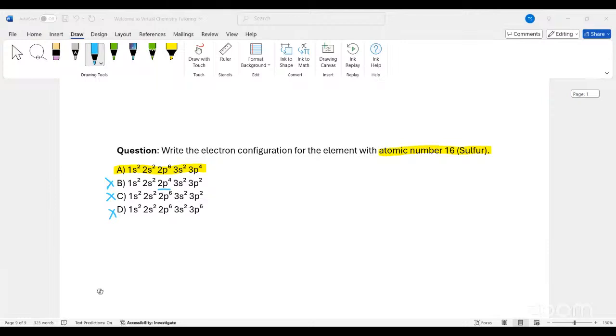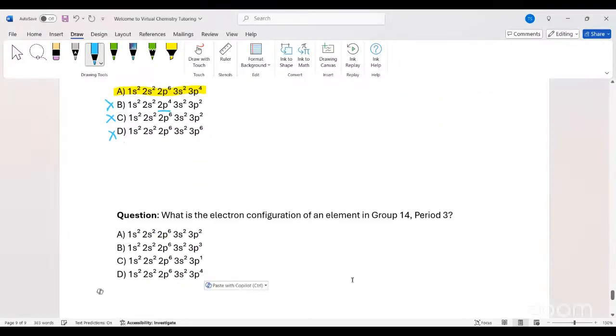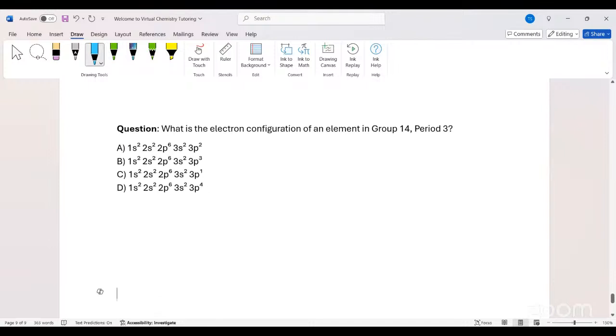Let's see here. Oh, I've got a good one where I'm going to give you... you have to read the question and see what I'm asking you to do, okay? So here's what you've got. It says, what is the electron configuration of an element in group 14, period 3? Group 14, period 3.